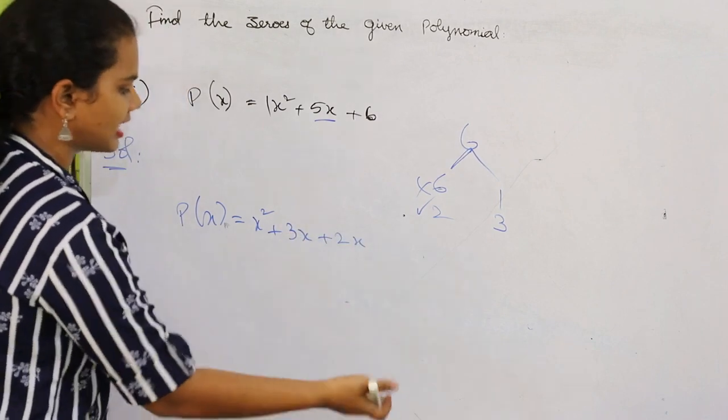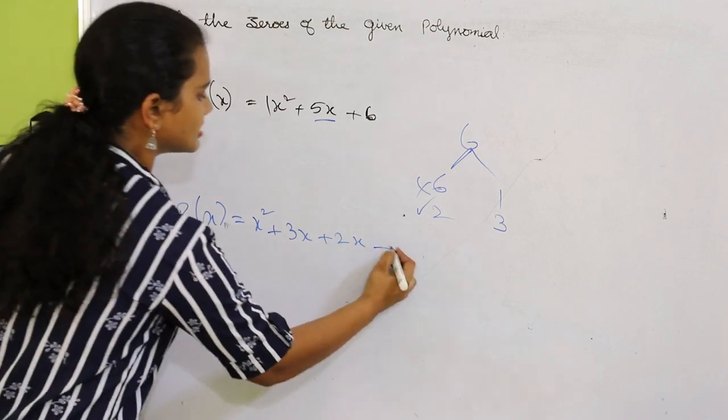3 plus 2, 5, right? x plus x, so 5x. Plus 6 as it is.